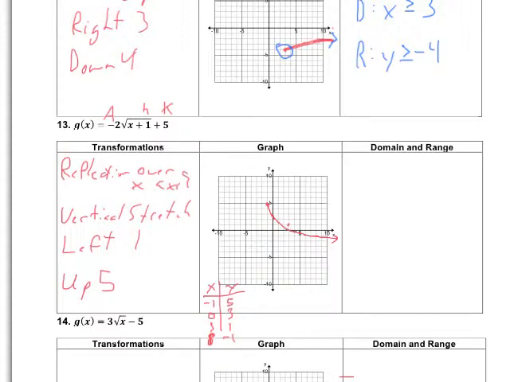Alright, so for the domain and range, remember it's all about this point right there. That's the point -1, 5. So those numbers are going to be in our domain and range. So the domain is going to be all x numbers greater than or equal to -1, again because the graph goes to the right, starting at -1. The range this time is actually going to be less than or equal to because it goes down. So it's 5 and below. Moving on.